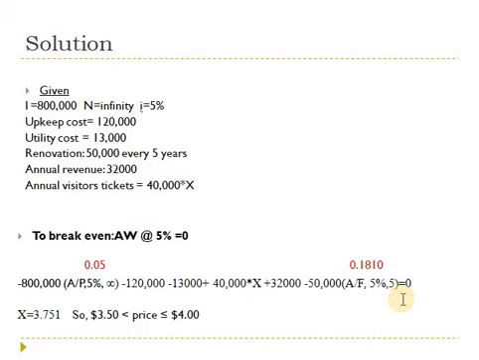Setting all these values equal to 0 because I agreed that the annual worth equals 0. I will put it equal to 0 to get the value of X. I will get the value of X, which will be 3.75. So it's in the range between $3.5 and $4 for the ticket price for the visitors. So this was what's required.